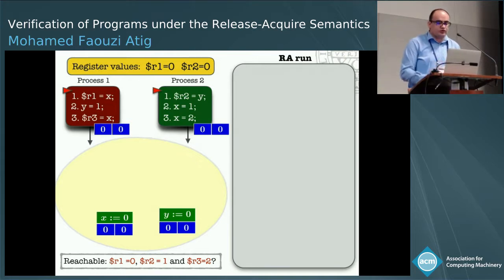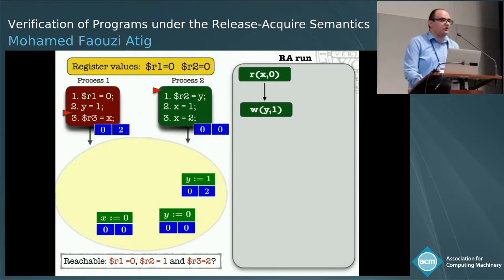So the first process would like to read the value of x. Now we have only one message on x, and then he will read that the value of x is equal to 0. And then he will write to the variable y the value 1, and so he will add a new message in the memory. Once we have done this operation, we move to the second process.